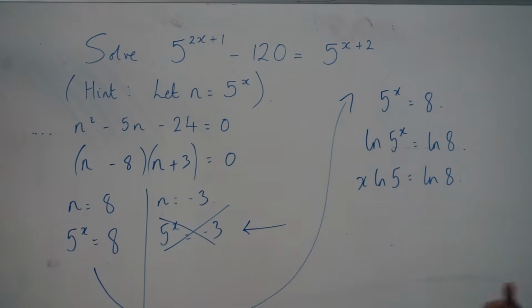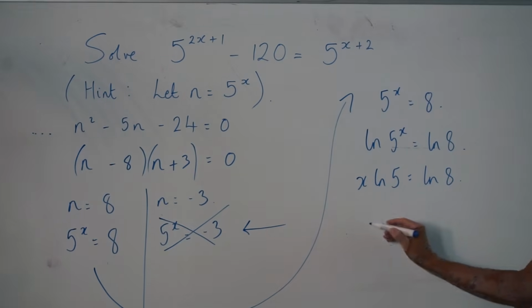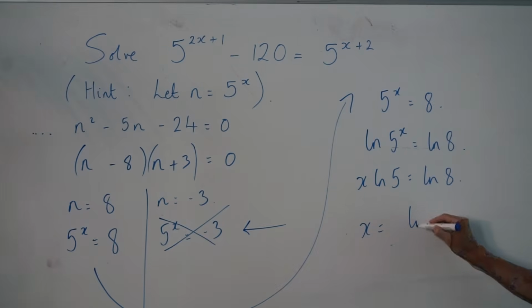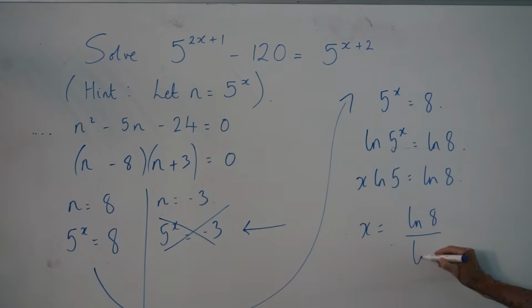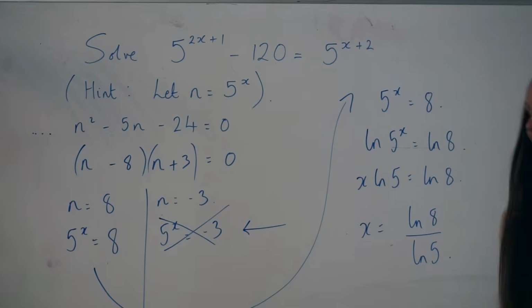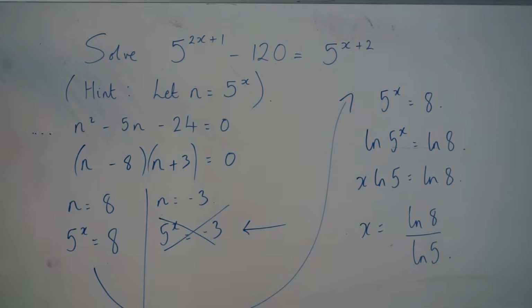We have to divide both sides by ln 5. So x is equal to ln 8 divided by ln 5, and that is the solution. If you need your answer in exact form, just leave it like that.